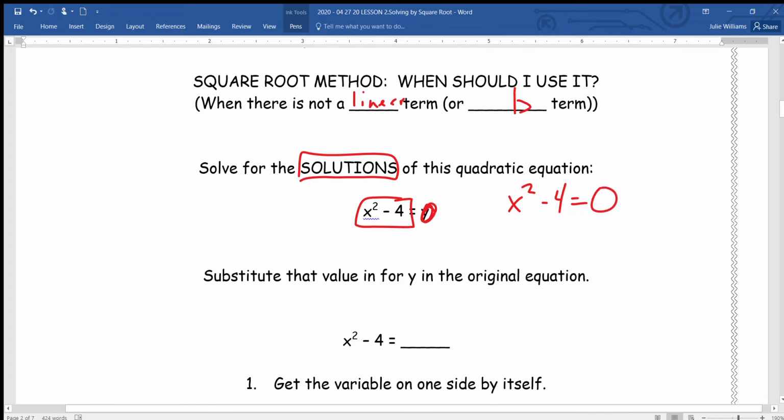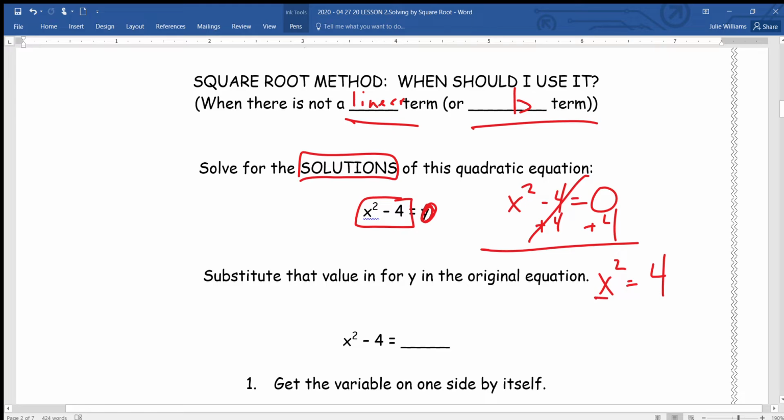All right, so there's no linear term or b term. So when that's the case, all you need to do is add, this one is factorable, but this is even simpler. You add 4 to both sides, it goes away on the left, and you're left with x squared equals 4. Okay, now this is squared. So to get x by itself, because right now it's x times x, you take the square root of both sides. The square root of x squared is x because x times x equals x squared, right? So x equals the square root of 4, which we know is plus or minus 2.